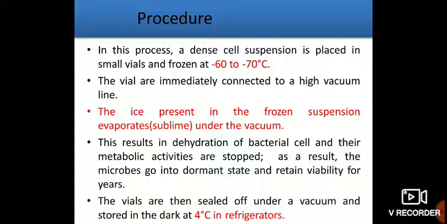This is the main procedure: due to the dehydration of the bacterial cell, their metabolic activities are stopped. As a result, the microbes go into a dormant state and retain viability for a number of years. The vials are then sealed off under a vacuum and stored in the dark at 4 degrees centigrade in a refrigerator. You can see the vials in the diagram, A and B on the previous slide. B is the vial that is sealed off and can be stored at 4 degrees Celsius.